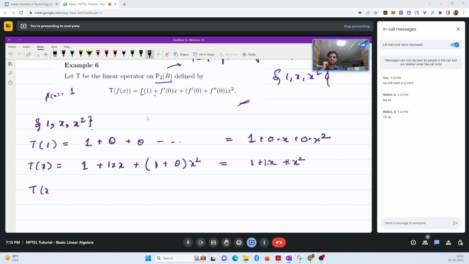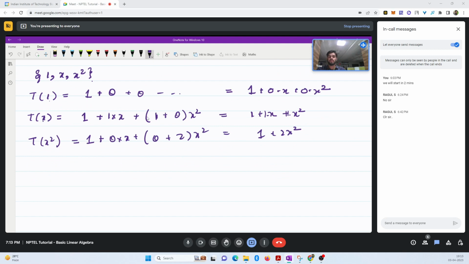Now let's find T of x square. What is T of x square? It is f of 1, that is 1, plus f dash of x, which is 2x. At 0, it is 0 times x. F dash at 0 is again 0. F double dash is 2, times x square. So this is 1 plus 2x square.